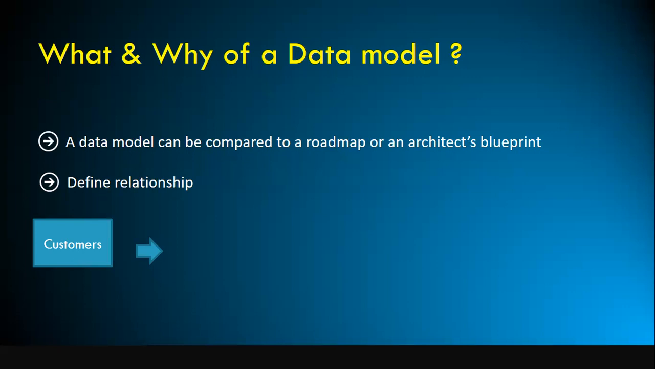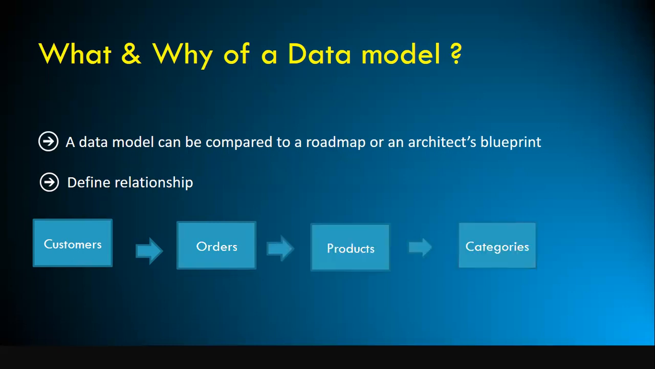Okay, so as part of the data model, we define the relationship. For example, customers order products, and the products fall under different categories. This is a simple example. Here, each entity, these entities are nothing but the tables. These tables, how do they interact with other tables? How does one relate with the data in another table?